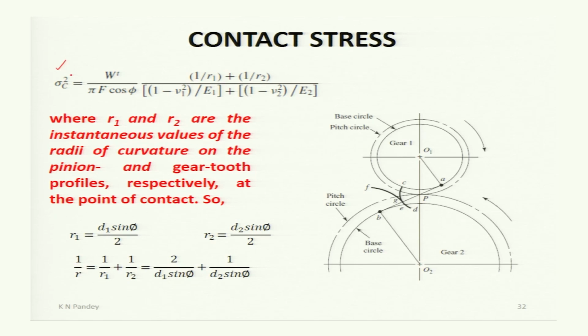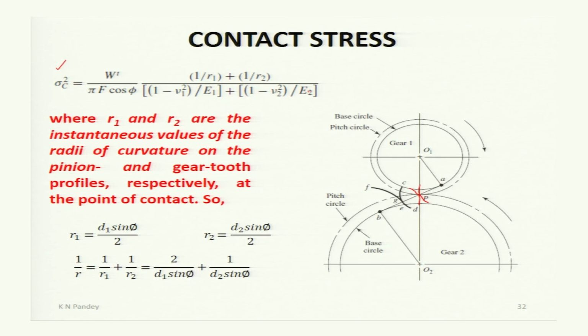The Hertzian contact stress will act between the two gear teeth at the pitch point. At this point, the Hertzian contact stress is given by Wt divided by pi F cos phi, then 1 upon R1 plus 1 upon R2, divided by (1 minus nu1 square) divided by E1 plus (1 minus nu2 square) divided by E2.